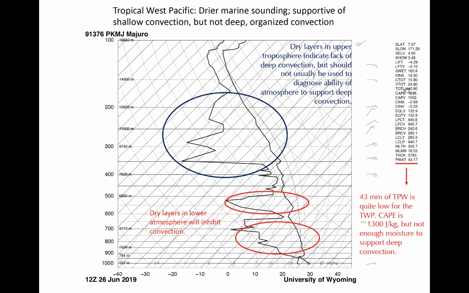However, this sounding indicates several dry layers. Two dry layers are seen in the lower troposphere, consistent with the low TPW reported. These dry layers prevent widespread growth of convection because updrafts entrain the air and become less buoyant.